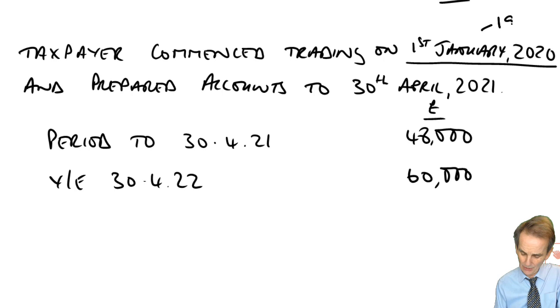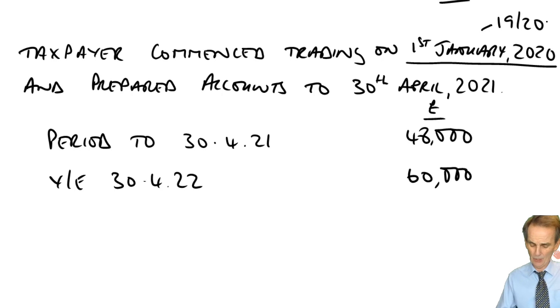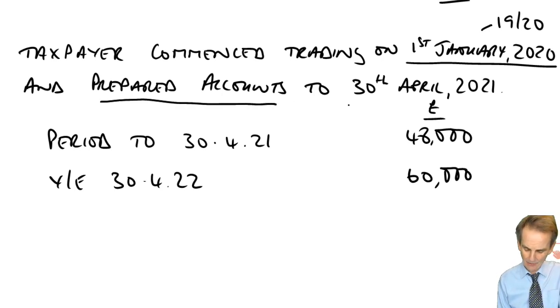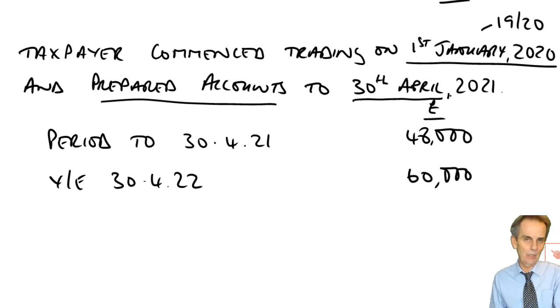It meant that our first tax year was the 1920 tax year. So, taxpayer commenced trading on the 1st of January 20, our starting point in tax years of assessment 1920, and prepared accounts now to the 30th of April. But the first 30th of April we choose to prepare accounts to is the 30th of April 2021.